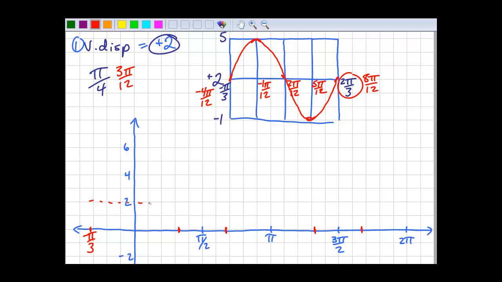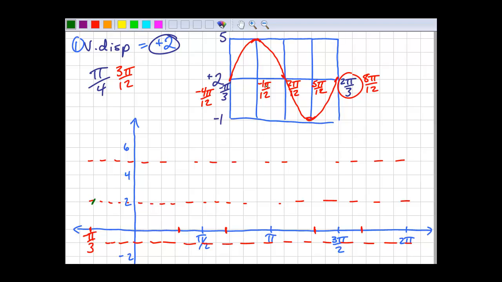I draw a little dotted line to show where the middle of the graph is. I give myself a hint here at the 5. That's going to be my high point on my graph, so these are just boundaries, and negative 1. So at negative pi over 3 and 2, I had a point. That was the start of my sine function.